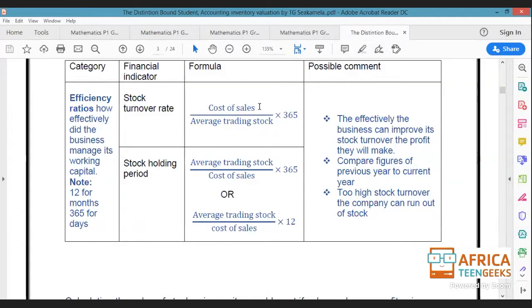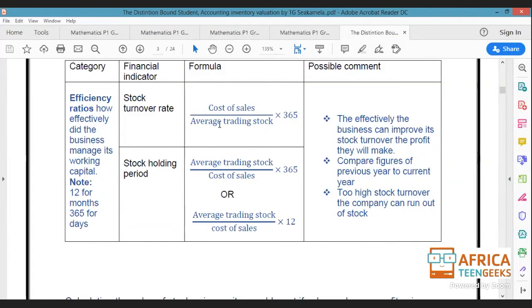So you can get cost of sales in three ways. It's either straight from the income statement, it can be given, or you can have sales and markup, so you can work from sales and markup and get your cost of sales. Or you can use your cost of sales formula that says opening stock plus net purchases plus carriage on purchases less your closing stock. Then here is your cost of sales divided by your average trading stock.